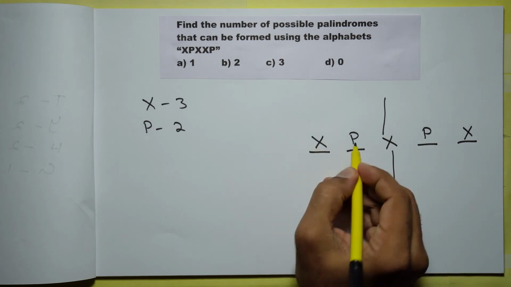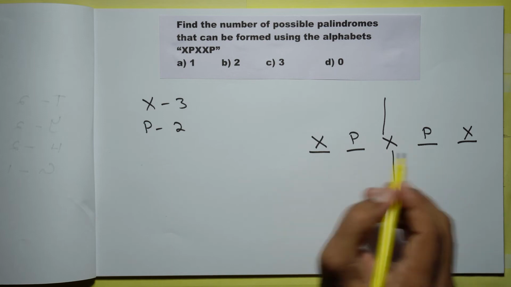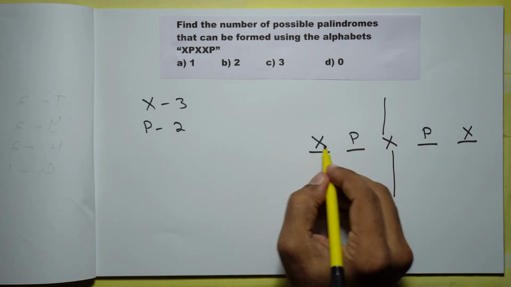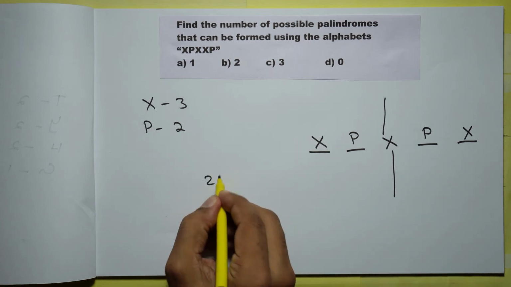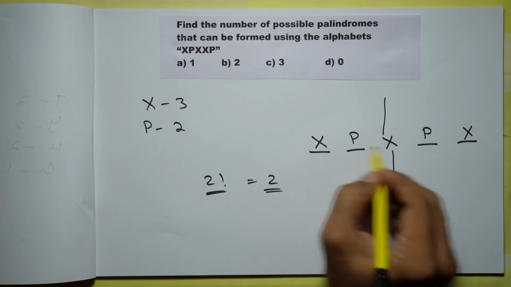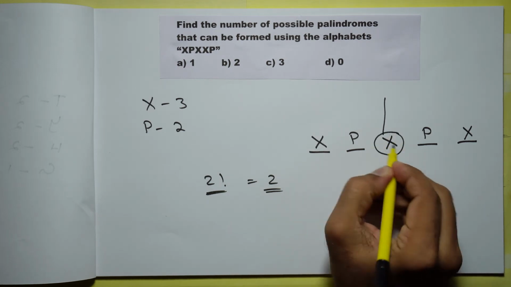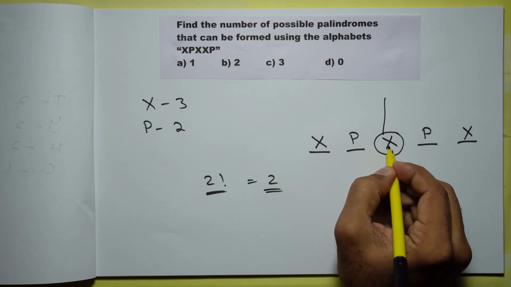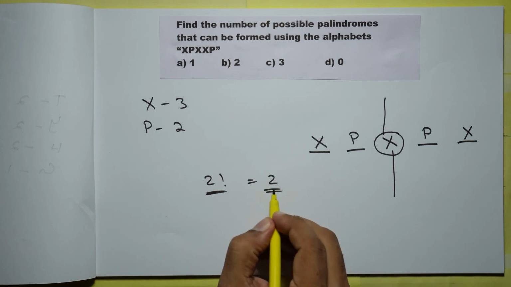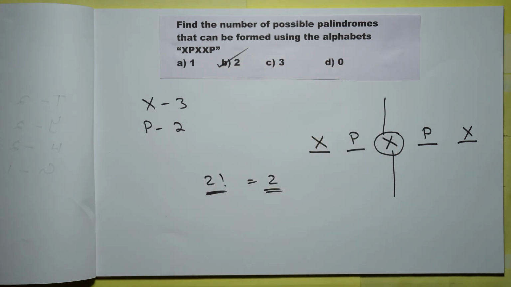So for each arrangement of these 2 alphabets, you will get 1 palindrome. So in how many ways can you interchange these 2 alphabets among themselves? In 2 factorial ways, that is in 2 ways. So altogether 2 palindromes are possible. And this X compulsorily has to be kept at the middle. So these 2 alphabets can be interchanged in 2 factorial ways, that is 2 ways. Hence 2 palindromes are possible, option B.